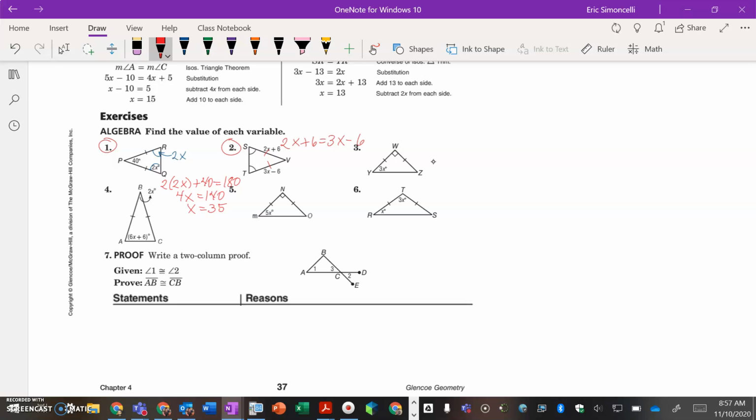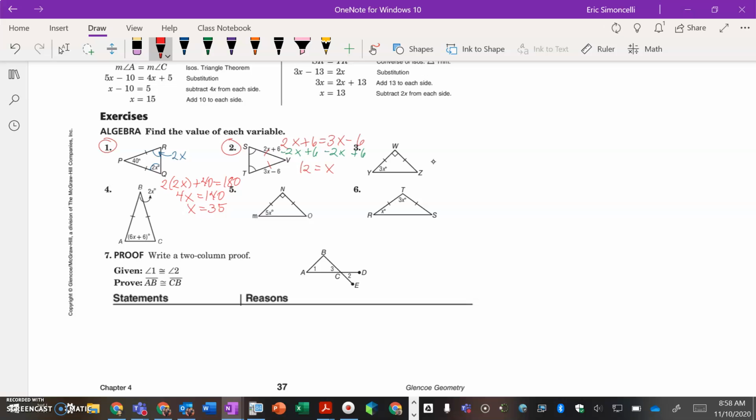Okay, I'm going to go ahead and subtract 2x. At the same time, I'll go ahead and add 6. So if we do that, we'll end up with 12 equals x. So for number 2, again, all you're solving for is x.